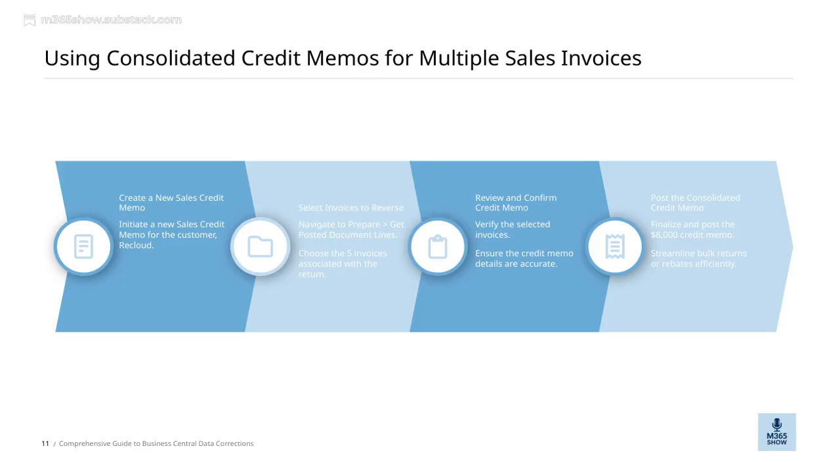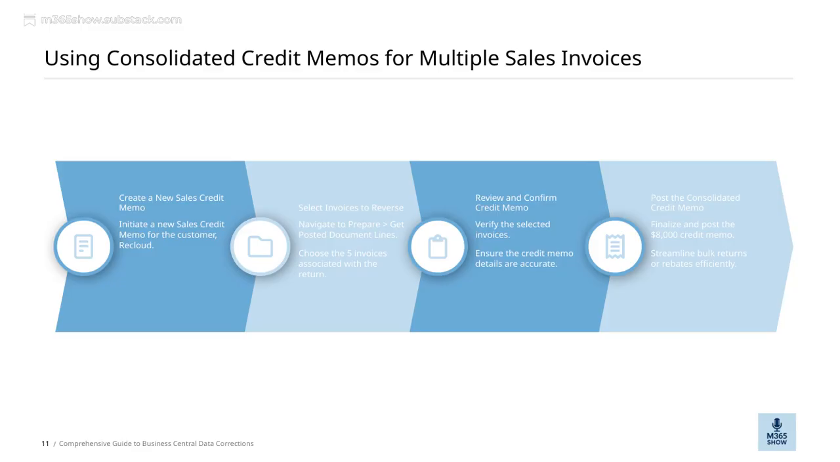To do this, we navigate to the Prepare menu and select Get Posted Document Lines. From there, we choose the 5 invoices associated with the return, ensuring we've included all relevant transactions. Then, we select the invoices we want to reverse. Finally, we initiate a new sales credit memo specifically for the customer, in this case, ReCloud.